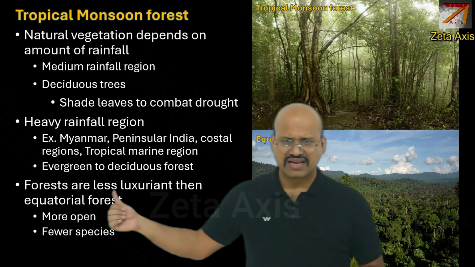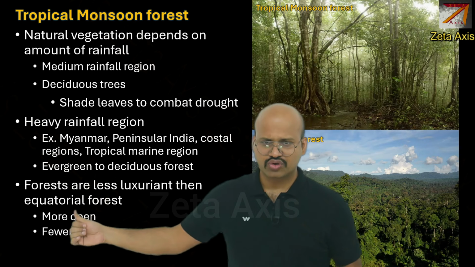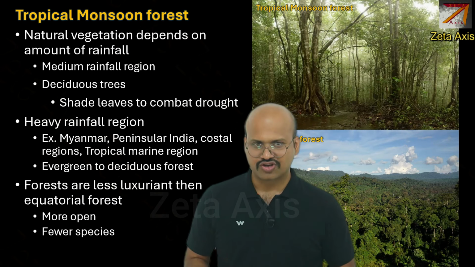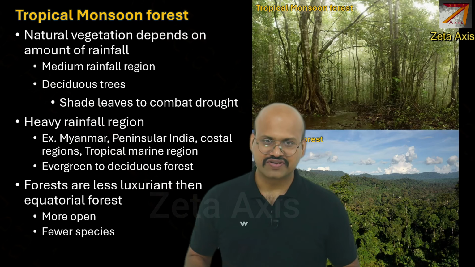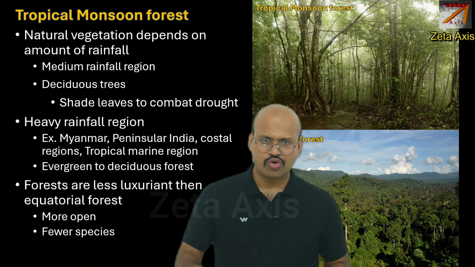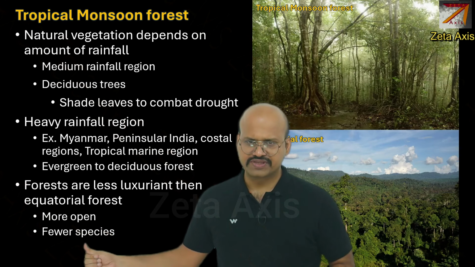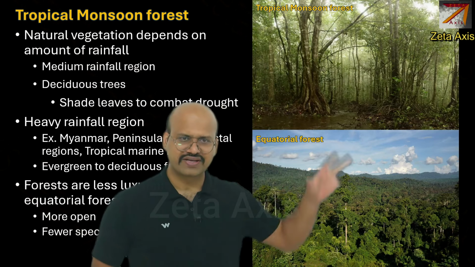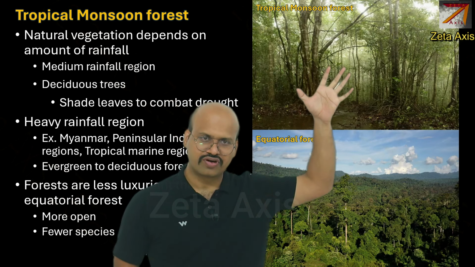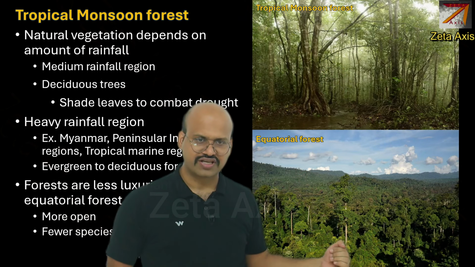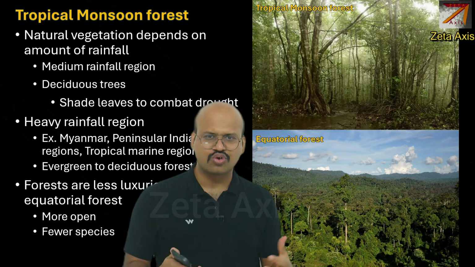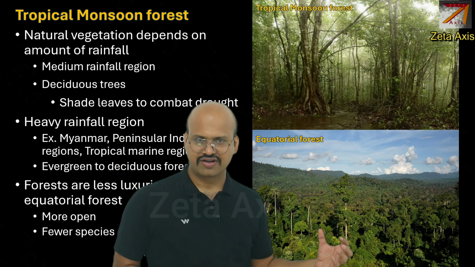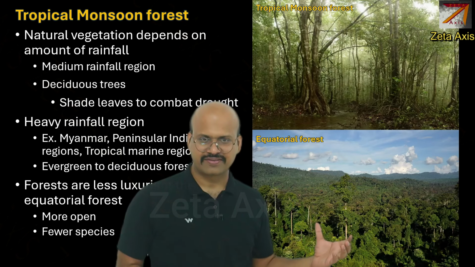The forests are less luxuriant than equatorial forest, meaning they are more open. So we will see some empty spaces or some difference between the trees, and there will be some open areas. Fewer species are there compared to the equatorial forests. Here we can see a comparison. This is the tropical monsoon forest and this is the equatorial forest. Here we can see that the trees are much closer because a lot of water is available over here. A lot of sun is there.